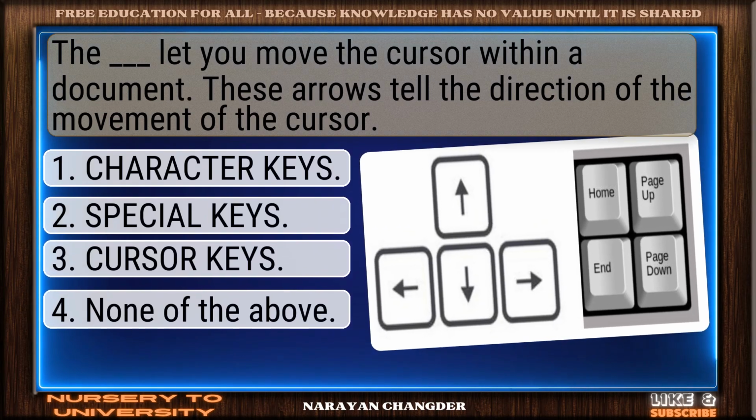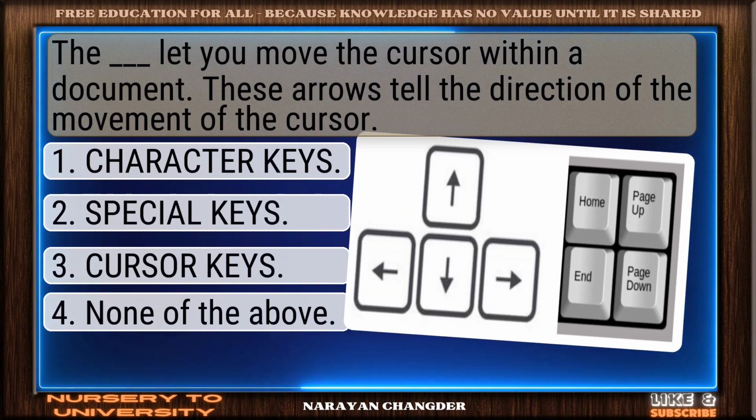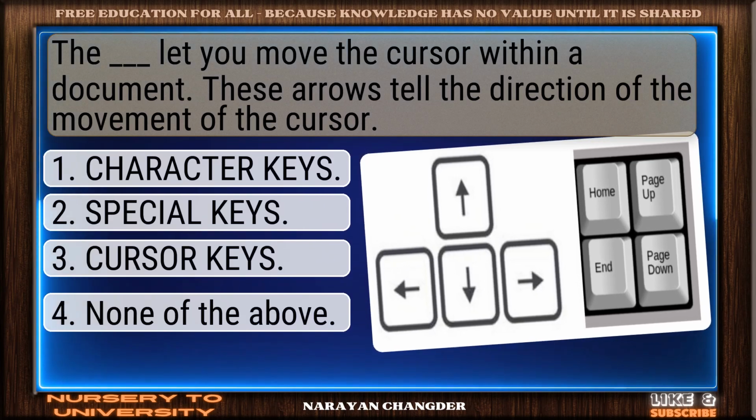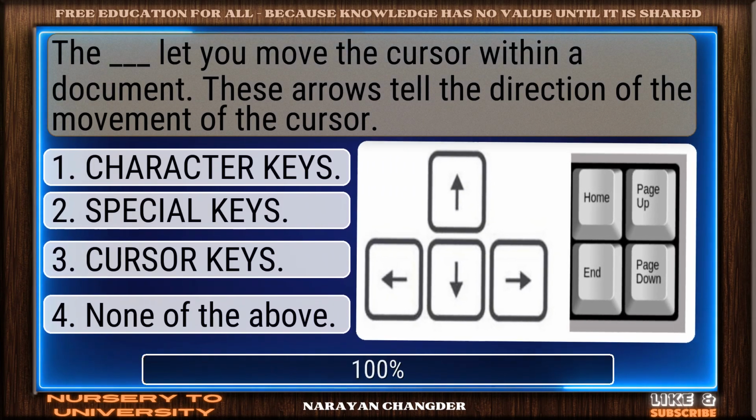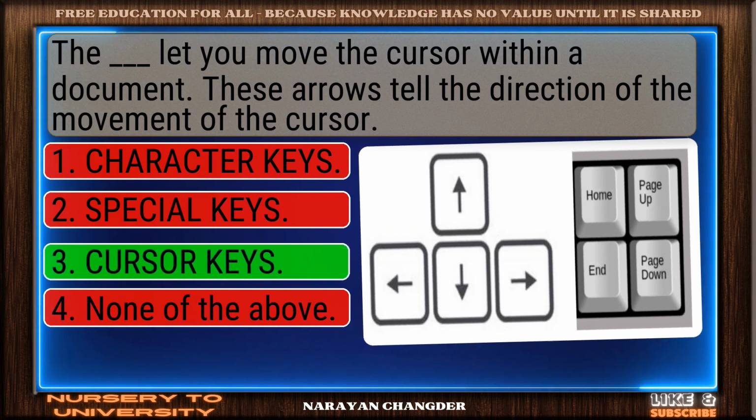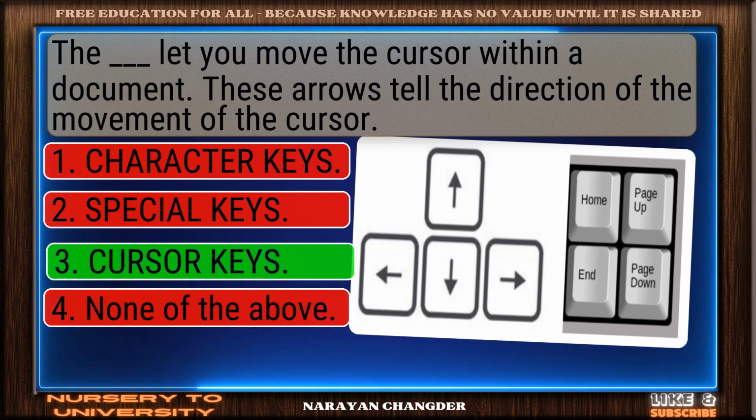The dash lets you move the cursor within a document. These arrows tell the direction of the movement of the cursor. Sharp thinking. Cursor keys is the right choice.